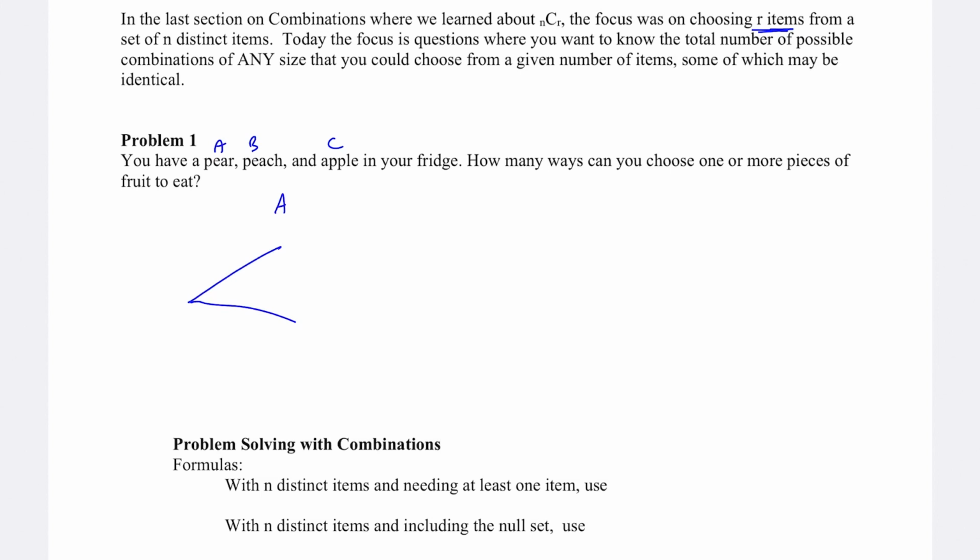So if we're looking at item A, the question when you look at the pear is, do I eat it or not eat it? That's really the simple question you ask when you look at that pear. And then once you've made that decision, you look over at your peach and you say, should I eat it or not eat it? And again, these are parts of our tree diagram. And then lastly, we look at the apple and we ask the same question, do we eat it or not?